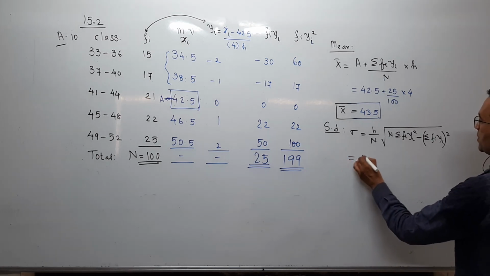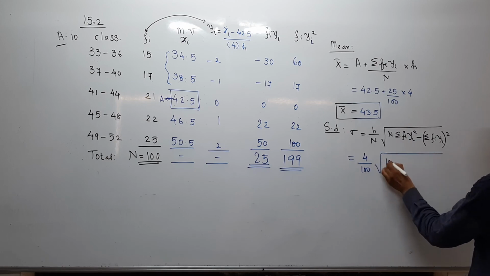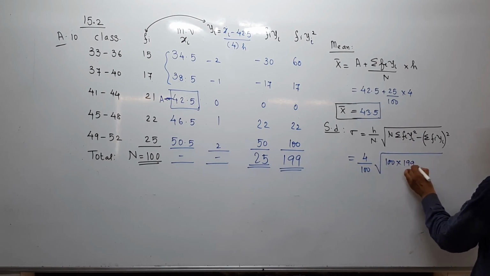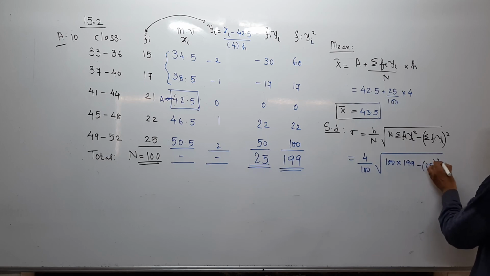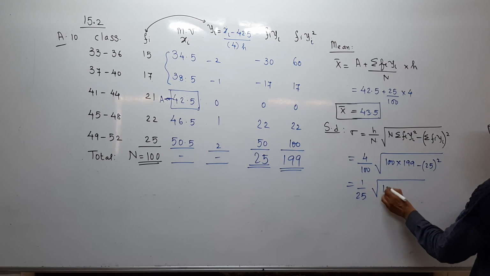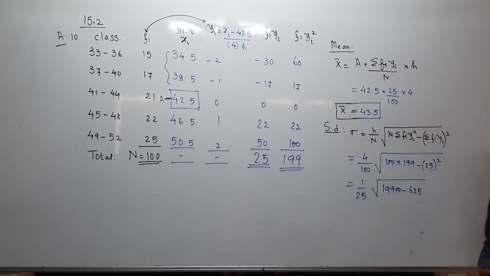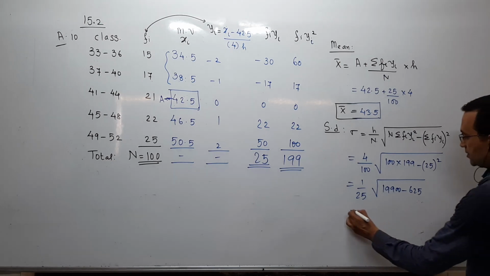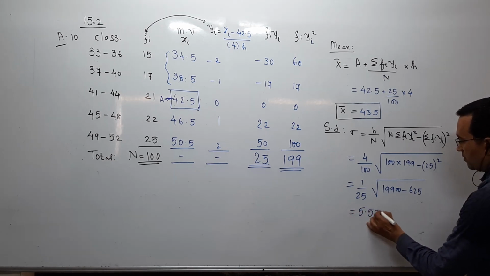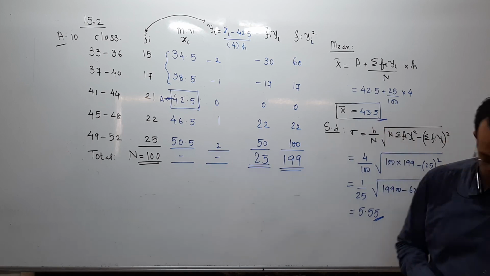Now, standard deviation is 4 upon 100 into root of 100 into 199 minus 25 square. So this is 1 by 25 into root of 19900 minus 625. Simplifying, standard deviation comes out to be 5.55 units, whatever the units are given.